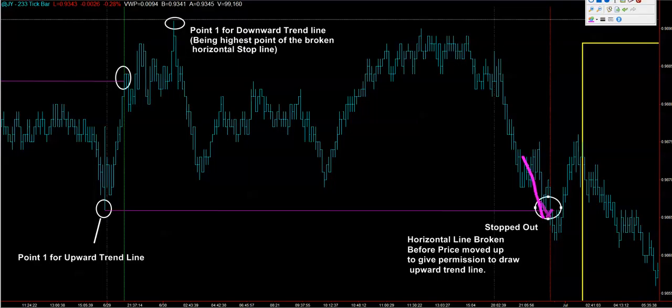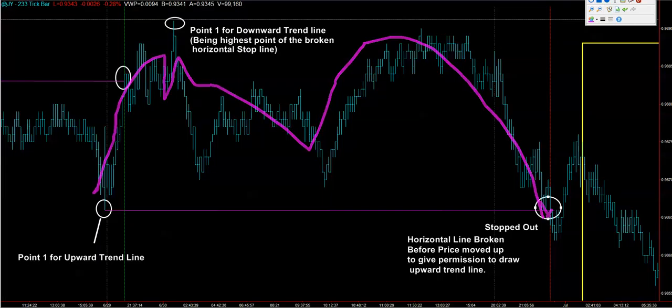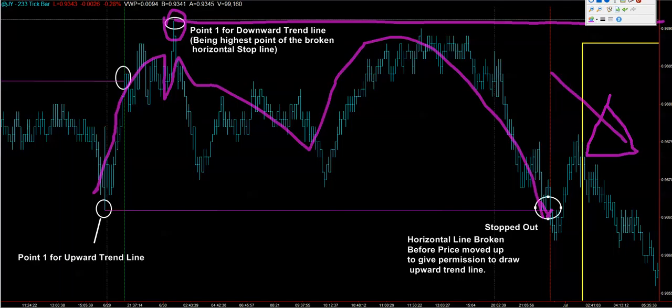So this is the break here. We find the highest point between these two areas. There it is. This becomes our stop for this downward trend line, and that's what we will look at next.